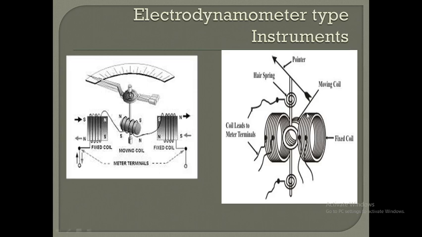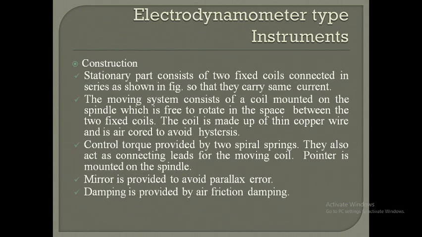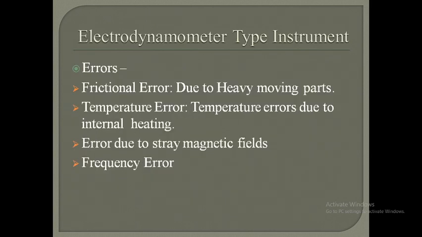So in this electrodynamometer type instrument, your moving system becomes heavy, due to which there will be frictional errors in the system. So the frictional errors are due to the heavy moving part. And why is the moving part heavy? Because we have to increase the number of turns of the coil just to increase the current range. If we have to increase the current range, we have no other option but to increase the number of turns, due to which the frictional error occurs in the system.